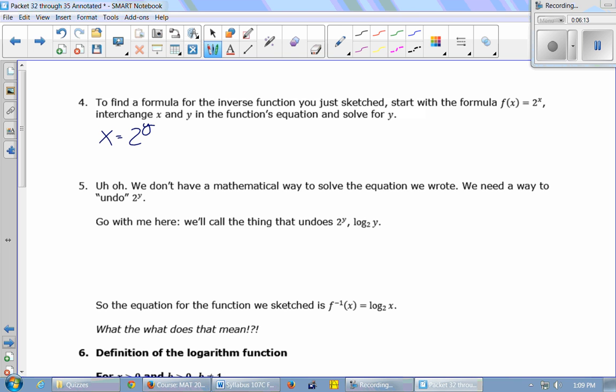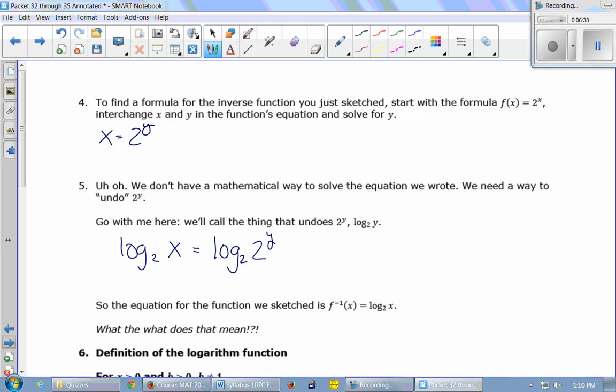Yeah, so just go with me. We're just going to name the operation of undoing 2 to the y log base 2 of y. So I'm going to take log base 2 of both sides, right? If I need to undo 2 to the y, we take log base 2 of 2 to the y, and I'm going to take log base 2 of x.